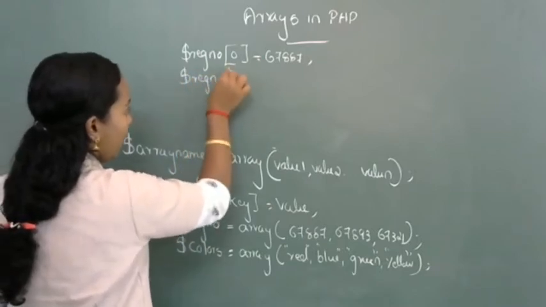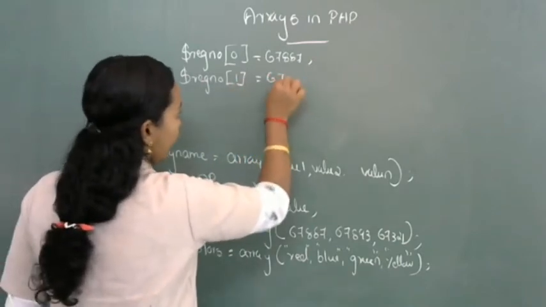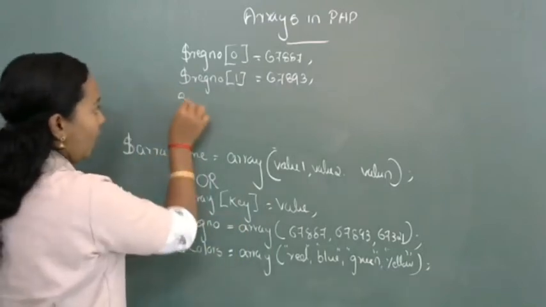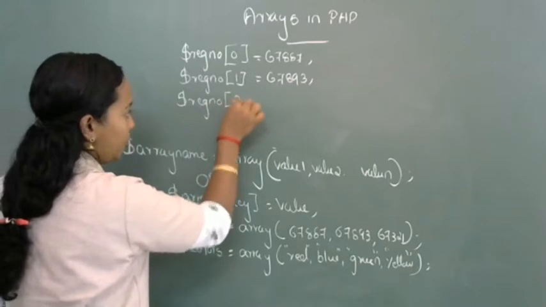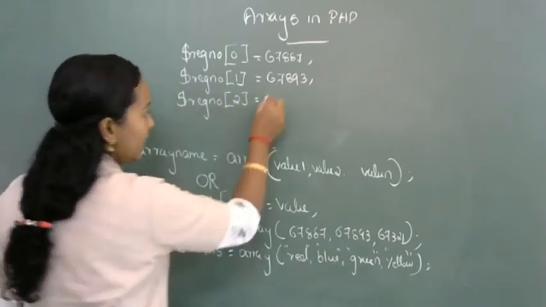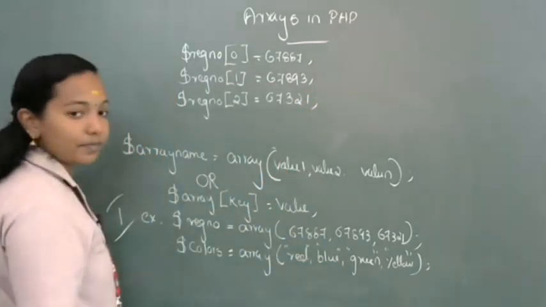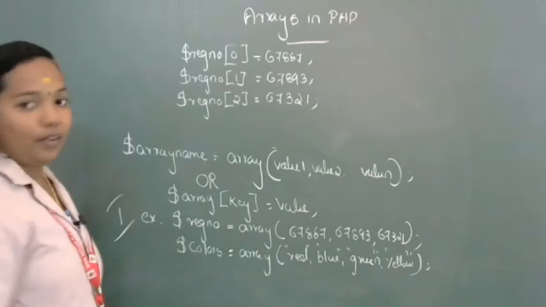Second number, $register_number[1] is equal to 67893. Then $register_number[2] is equal to 67321. Okay, 67321. Then second one, colors.